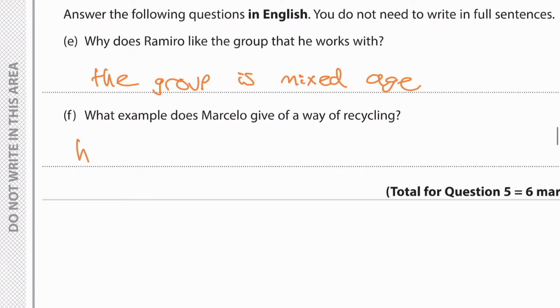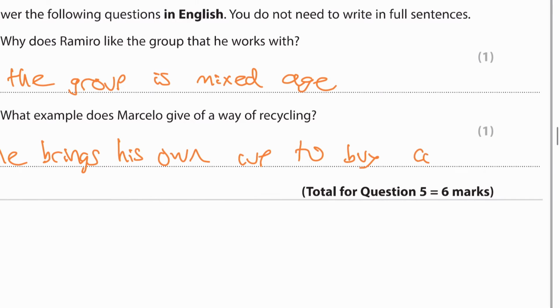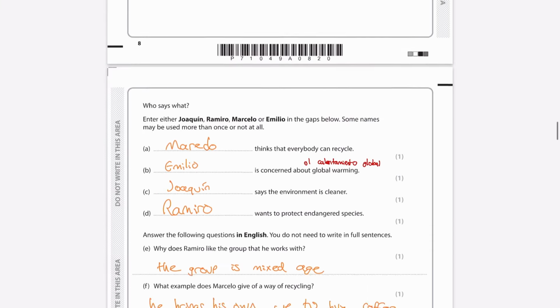So he brings his own cup to buy coffee. Double F, double E. Vale. That was question 5?